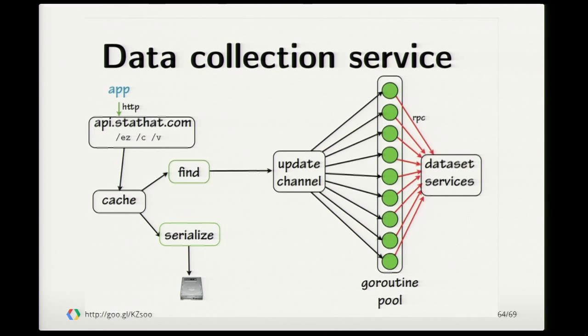Once the stat comes in over HTTP, it gets put in a cache right away, and we respond to the caller as soon as we can. Then there's a Go routine that serializes this cache to disk in case the server crashes, and another Go routine that takes data out of the cache and puts it in the update channel. We then have a pool of hundreds of Go routines that takes data out of the update channel and sends it over RPC to the dataset services.